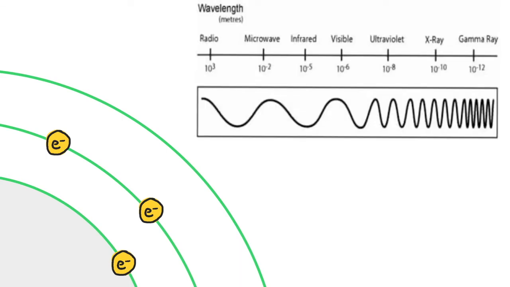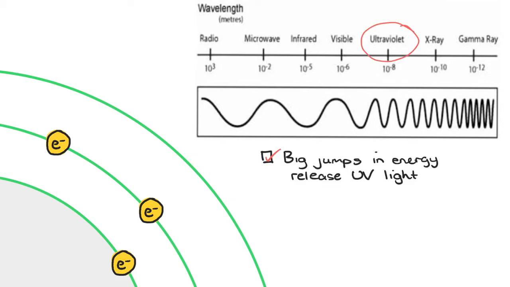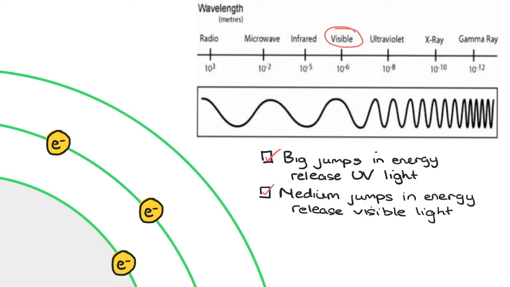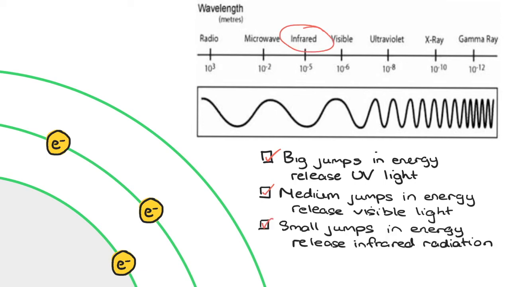And since energy in the form of light changes with frequency, big jumps in energy release UV light, medium jumps release visible light, that is different colors, and small jumps release infrared radiation. The energy release is unique to each element.